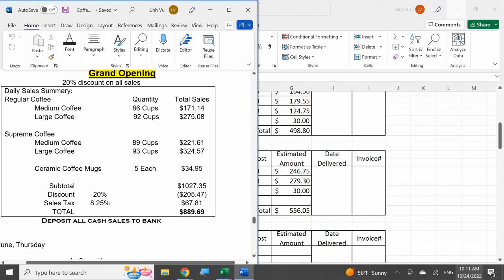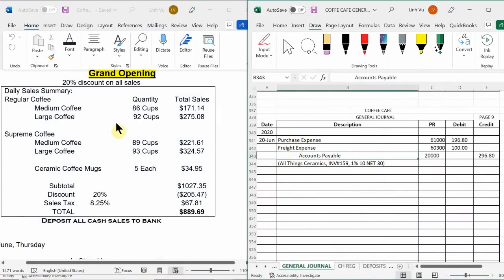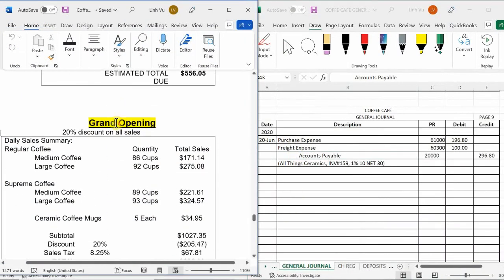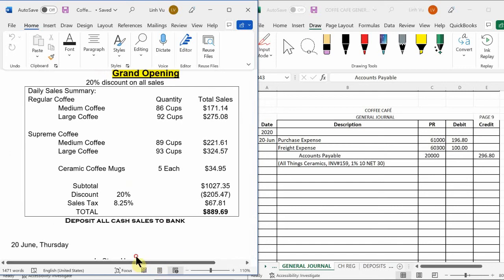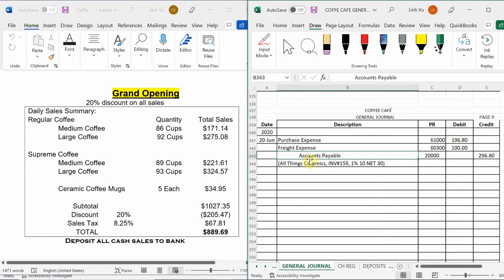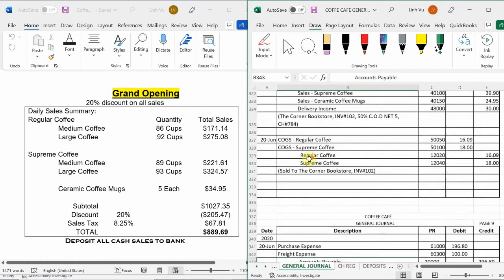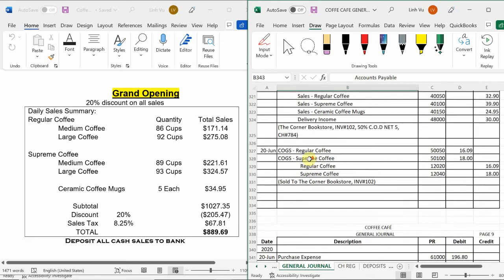All right, so we finished recording our sales order. So now, like I've mentioned, we need to record our grand opening sales for June 20th. What are we going to need to record? We need to record that we have cash sales. Okay, what else do we need to record? We need to record the sales of the coffee and the mugs.